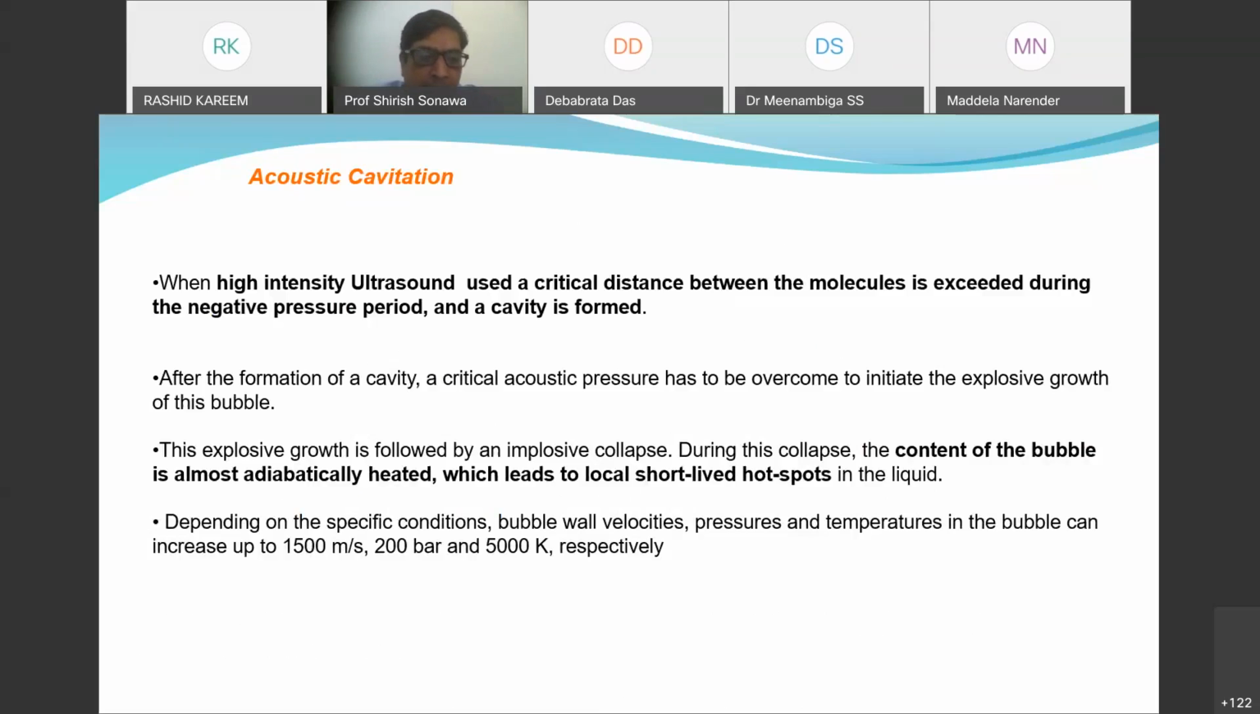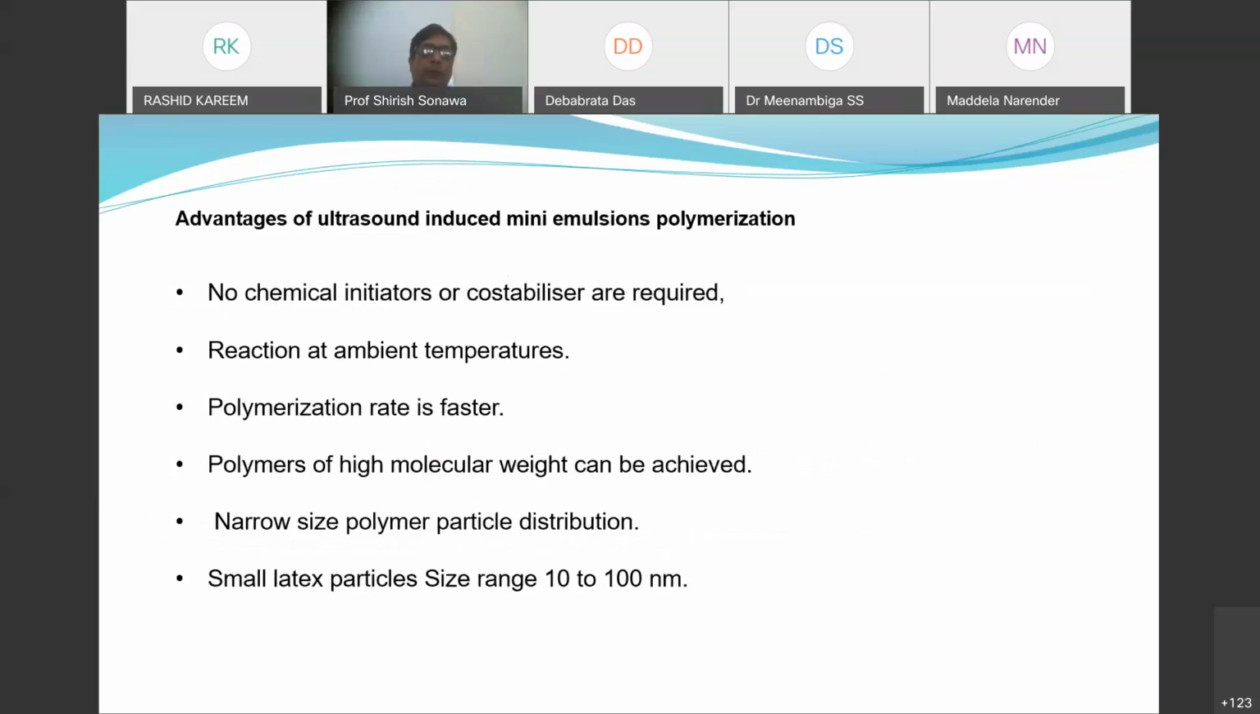The velocities are quite high, maybe up to 1500 meters per second. The pressure is near 200 bar, and the temperature at local conditions is around 5000 K. So these are the hotspot conditions, in which the temperature, pressure, and velocities are quite high when you send the ultrasound into the reactor.